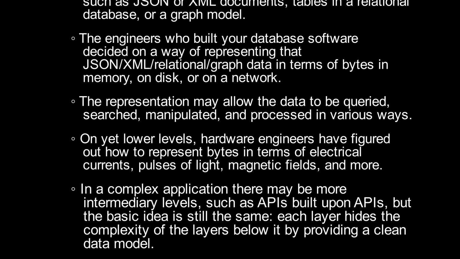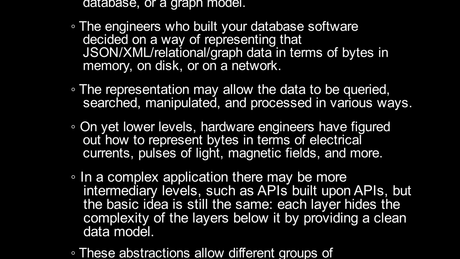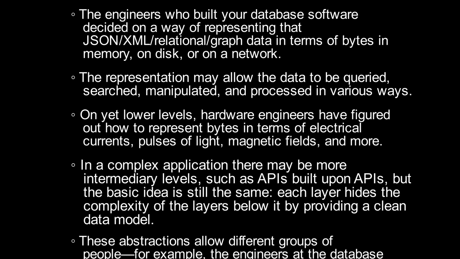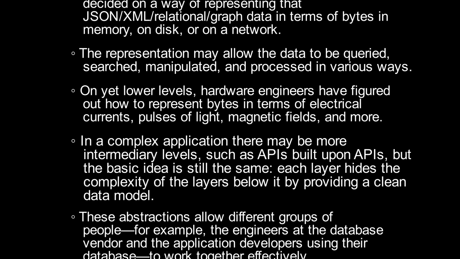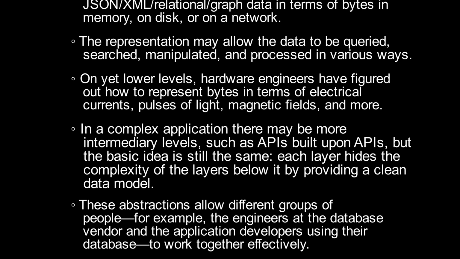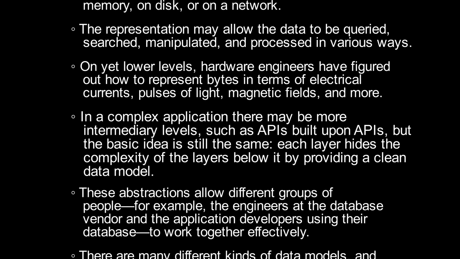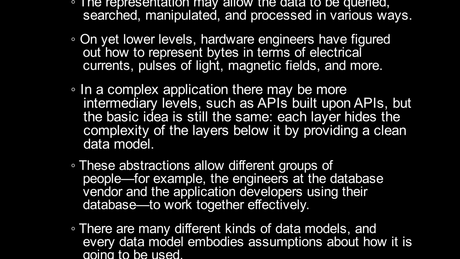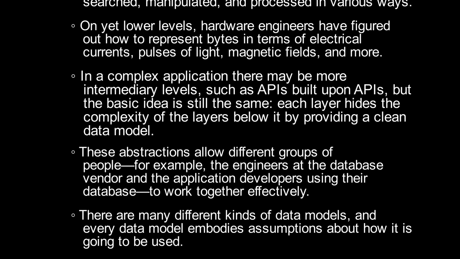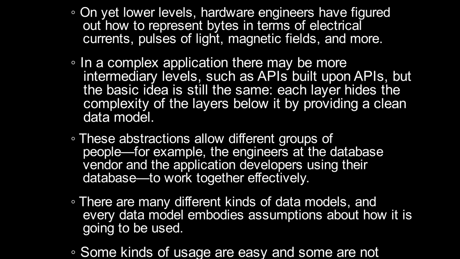In a complex application, there may be more intermediary levels, such as APIs built upon APIs, but the basic idea is still the same. Each layer hides the complexity of the layers below it by providing a clean data model. These abstractions allow different groups of people, for example, the engineers at the database vendor and the application developers using their database, to work together effectively.